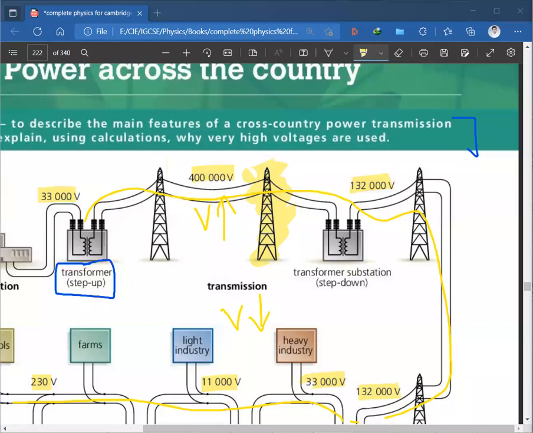So this is how it works: low voltage, high voltage, again low voltage. Now, I need you to write this in your notebook, this part, especially this. Now, before I move on, ask me any questions if you have anything. Any questions here?